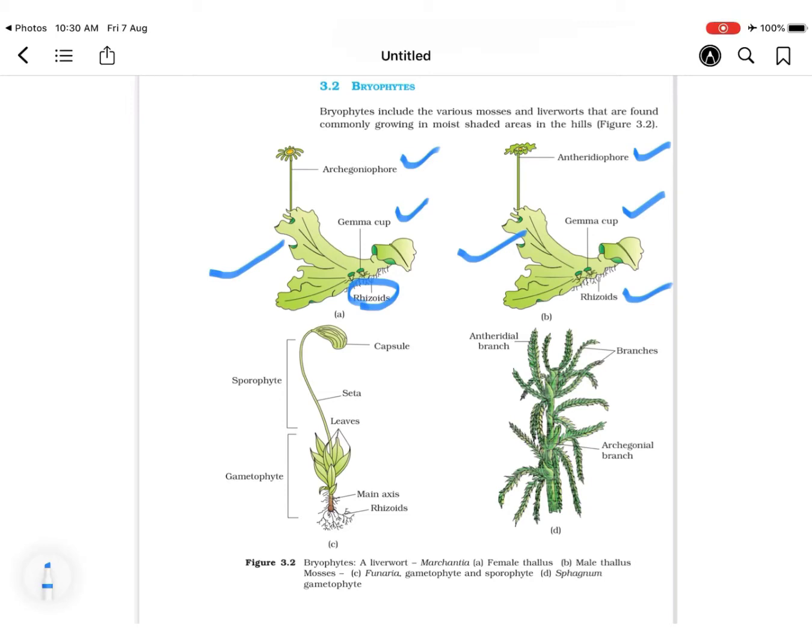Another type of bryophyte appears to have root, stem and leaf-like structures, but true roots, true stem and true leaves are not present; rather they appear like these structures. These are considered in Funaria as well as Sphagnum. This is showing Funaria and this is showing Sphagnum. Here we can see the rhizoids, the root-like structures. This is the main axis which appears as a stem, and this phase is the gametophyte. The gametophyte stage is the main stage, and the sporophyte is dependent upon the gametophyte. The sporophyte stage bears a seta, which is a tubular part, and a capsule. Similarly, in Sphagnum, the archegonial branch develops archegonium, the female reproductive part, and the antheridial branch develops the male reproductive part, antheridium.